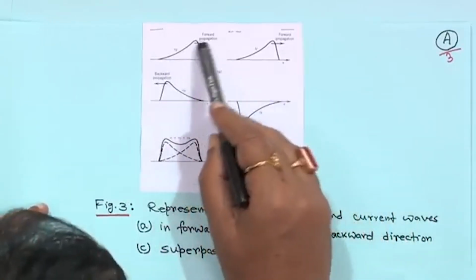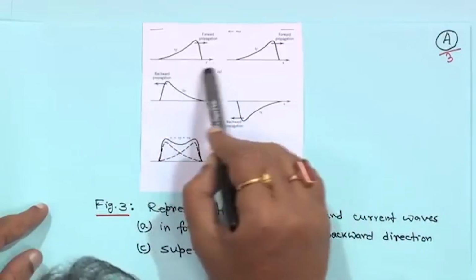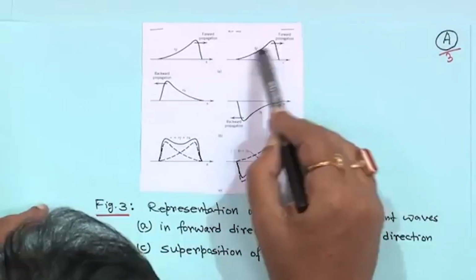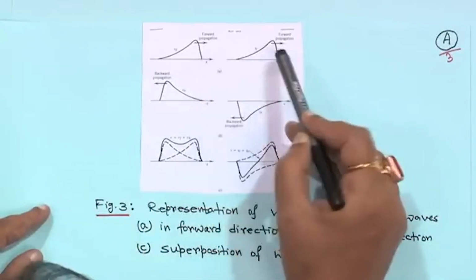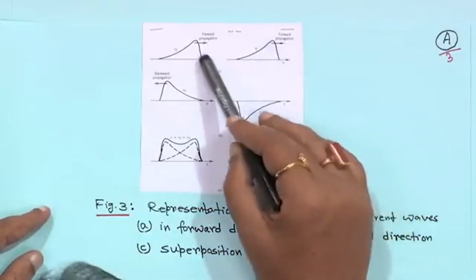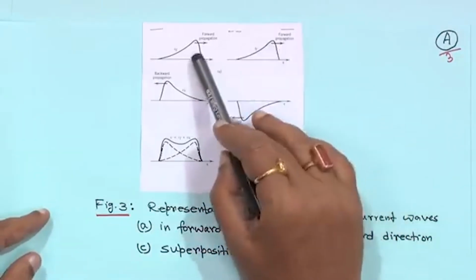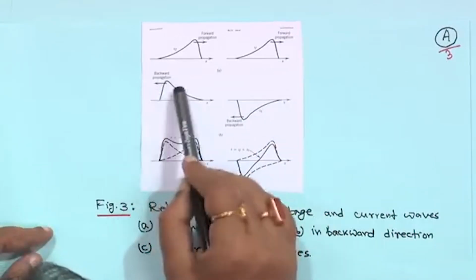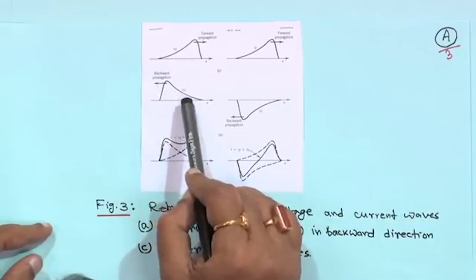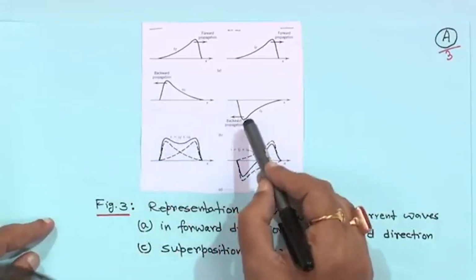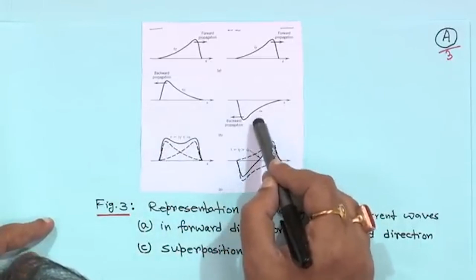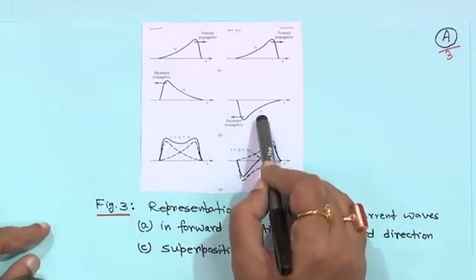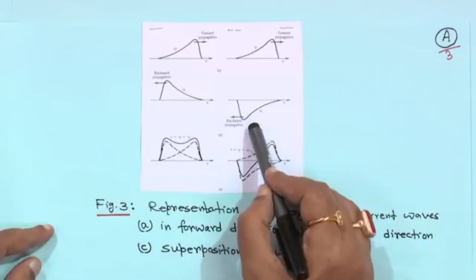So, this is the forward propagation, this is voltage Vf, x is increasing towards this side, and this is the forward propagation current If. The shape might have different dimensions, values may be different, but the shape remains the same. Now, for backward propagation, it is moving this way. So, this is Vb, and in the case of current, for backward propagation, the current is negative. So, it is Ib.